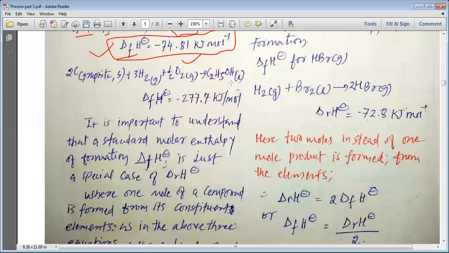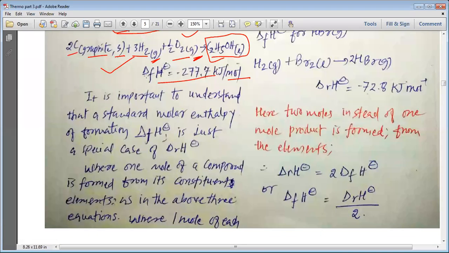In the same way, if you want to prepare ethanol, we can prepare it from carbon, that is graphite in solid state, hydrogen in the gaseous state, and oxygen in the gaseous state. The ethanol we get should be in the liquid state. During this change, the enthalpy change is minus 277.7 kilojoule per mole. That means energy is required to prepare ethanol, and this is how we understand this change. This is known as the standard molar enthalpy of formation of ethanol, the energy change that takes place when 1 mole of ethanol is produced.